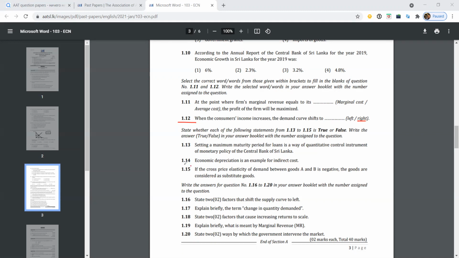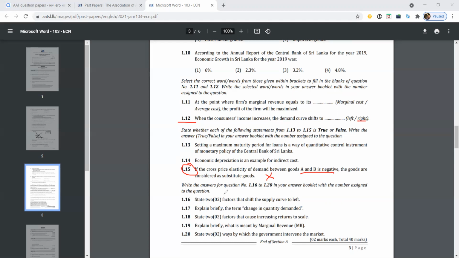Right. Then we come to this one. If the cross elasticity of demand between A and B is negative, they are complementary goods. The goods are considered as substitutes. So here we must put false. This is wrong. If negative, those two products are complementary goods.